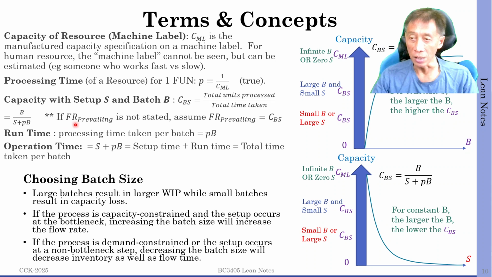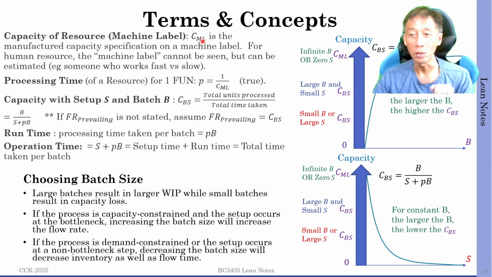The note here is that if the prevailing flow rate is not stated, then we assume that the flow rate, which is less than CML, remember in previous discussion, is CBS. That means the maximum we can go in the presence of batch and setup time. You cannot go above CBS. Just cannot. Your CML is 1, your CBS is 0.67. You cannot flow more than that through this resource. All this discussion is about a resource. CML is defined for only a resource.